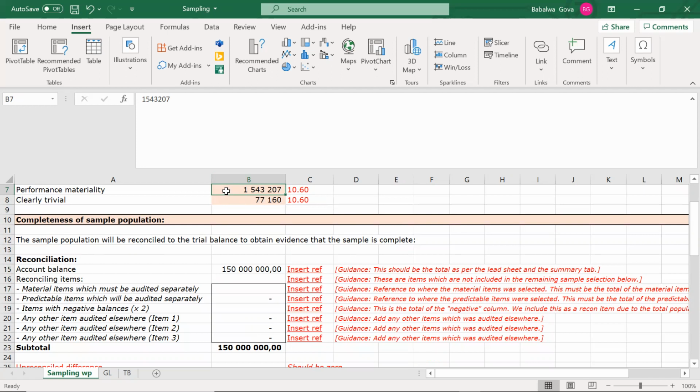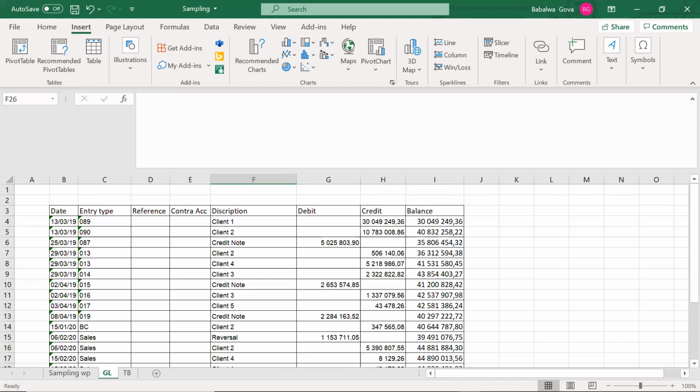Anything that is above the 1.5 million of my performance materiality is an item that I would like to select and audit specifically. So for me to identify if the 150 million of my sales has any items that are above my performance materiality, I would need to analyze the GL. So I have a GL here that I need to analyze.